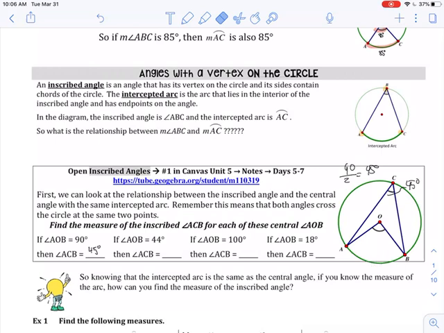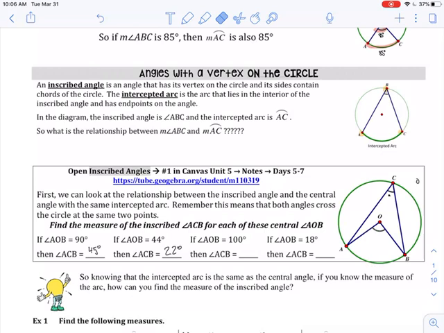Just a couple other practices with the same idea. Here they're saying AOB is 44 degrees. So again, if the center angle is 44 degrees, that arc AB would be 44 degrees, and the inscribed angle up here would be half of that. So 44 divided by 2 would equal 22 degrees. So that would be 22 degrees. Okay? Same relationship, just changing the numbers a little bit.